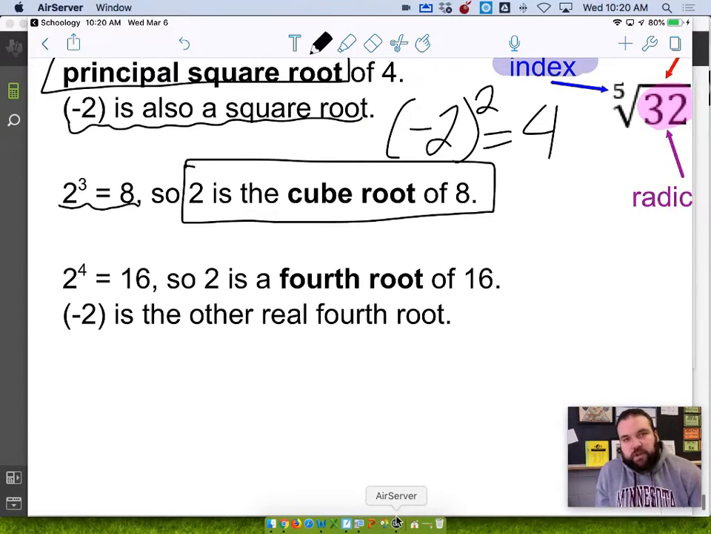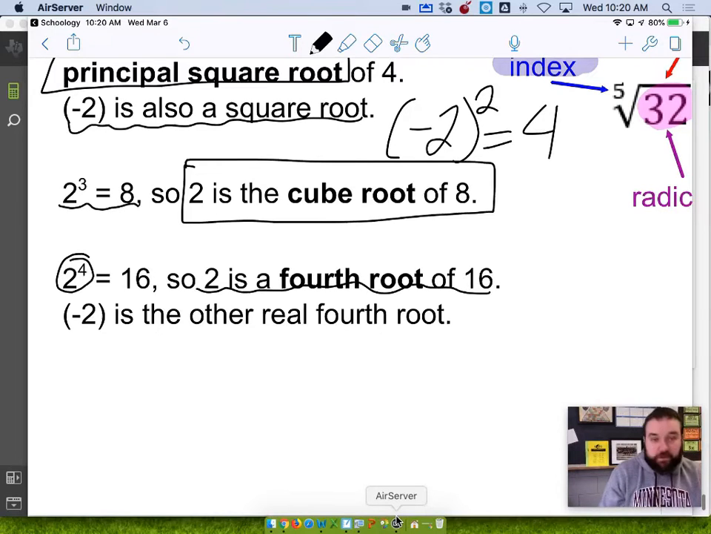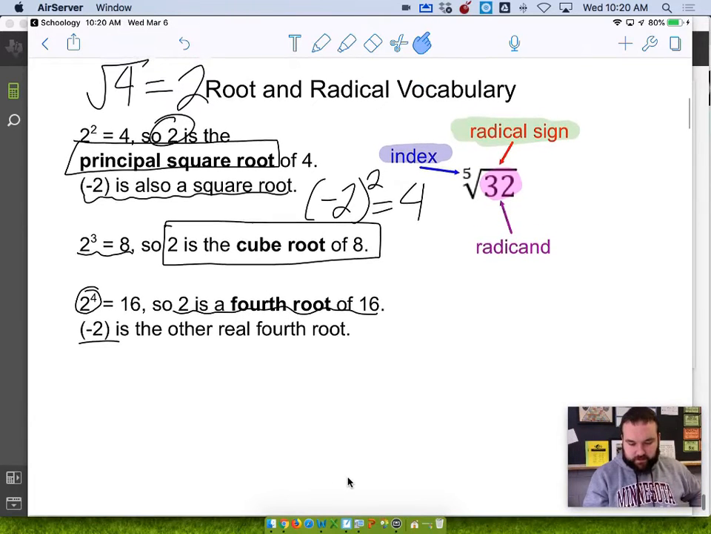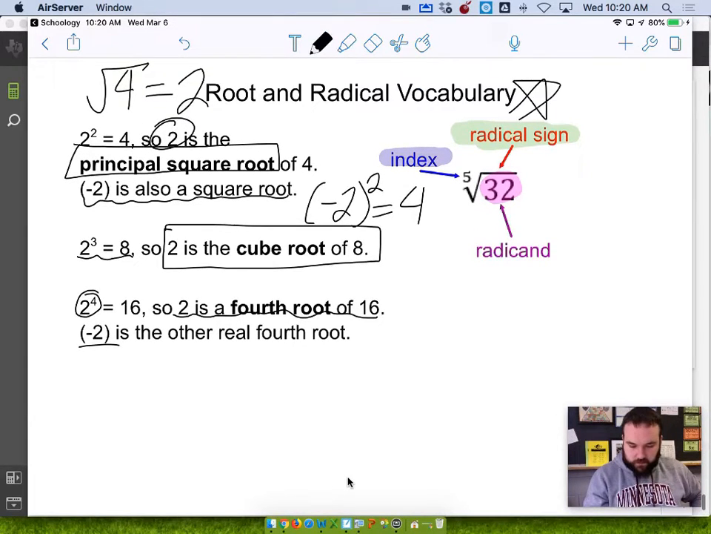And the nice thing about cube roots is there is only one, and we'll see how that works shortly. And then finally, we could keep going with this: 2 to the 4th is 16. So 2 is one of the 4th roots of 16, -2 being the other possible 4th root. So again, not so much on the left side that's important, but these 3 are the big ones.